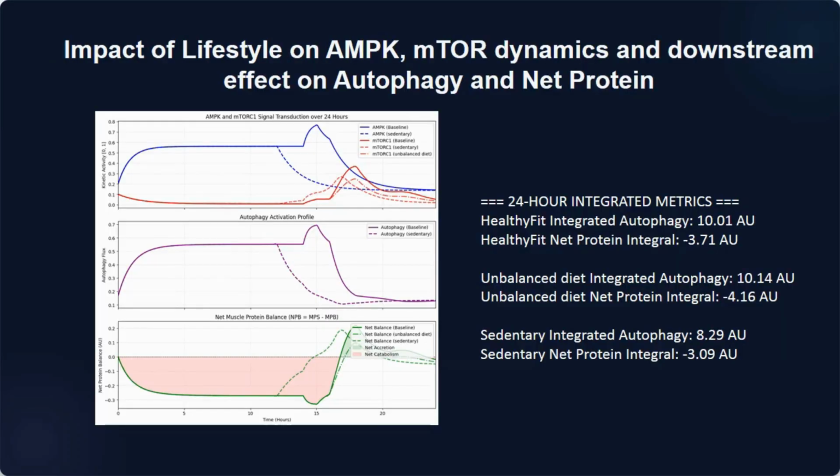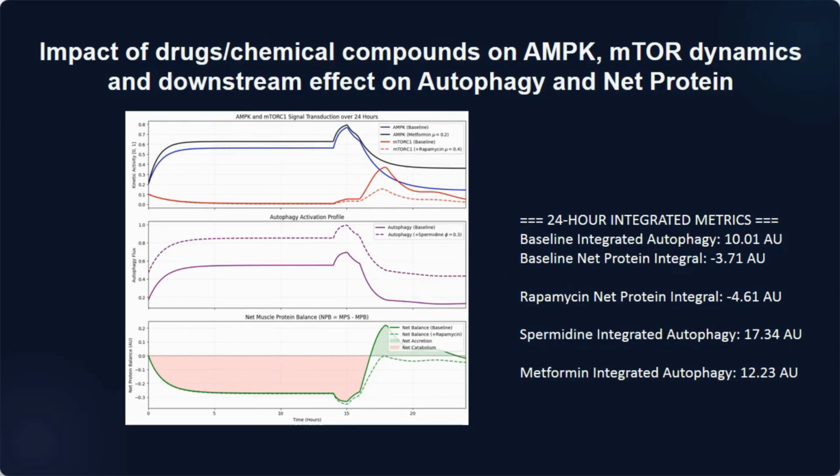24-hour simulation results. The slide demonstrates daily kinetic curves showing how a 16 to 8 fasting window combined with resistance exercise and balanced diet achieves both high autophagy and net muscle balance. Pharmacological modulators. The slide shows how metformin, rapamycin, and spermidine mathematically alter autophagy and net muscle balance distinctly.